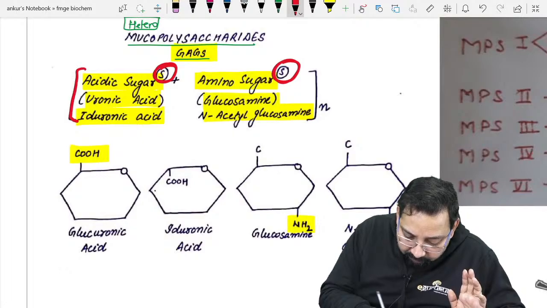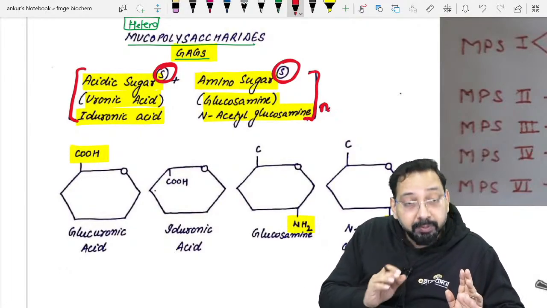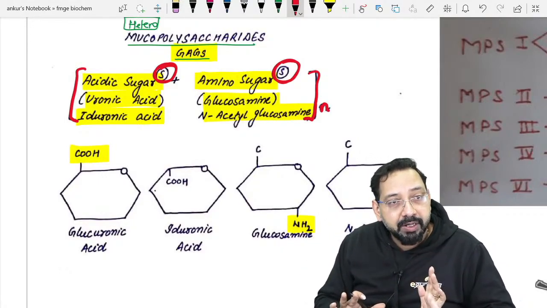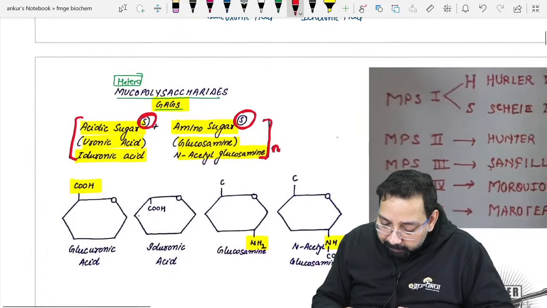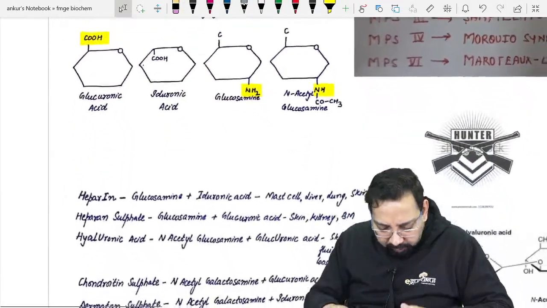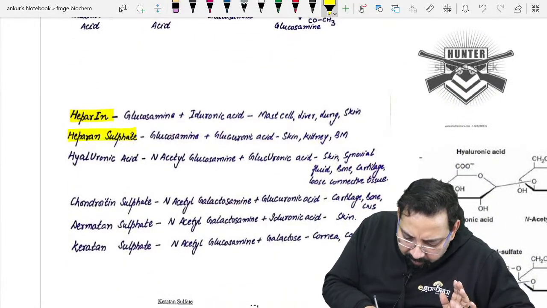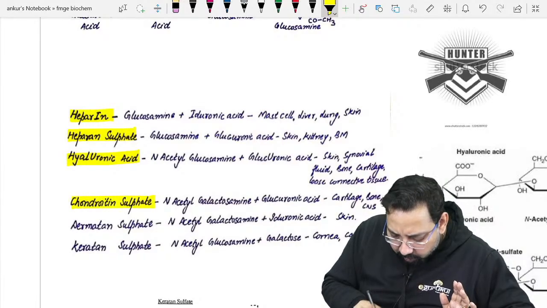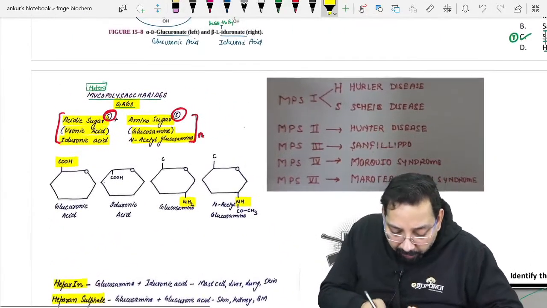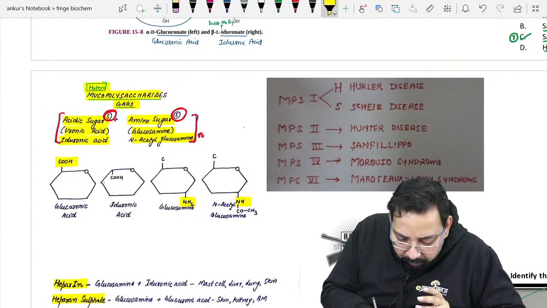And this is a polymer, where n means multiple units of these 2 units: heteropolysaccharide, mucopolysaccharide. Why are they called mucopolysaccharide? We found that these are 6 types: heparin sulfate, hyaluronic acid, chondroitin sulfate, dermatan sulfate, keratan sulfate. All are heteropolysaccharides and all are called mucopolysaccharides.